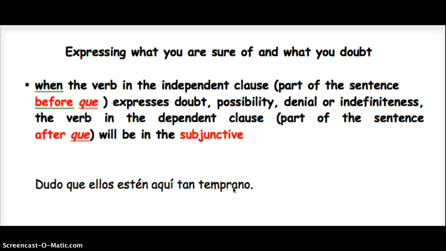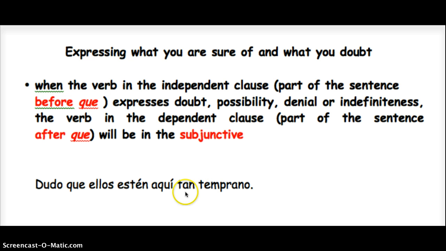So when the verb in the independent clause, that's the part of the sentence before the K, expresses doubt, possibility, denial, or indefiniteness, the verb in the dependent clause, the part after the K, will be in the subjunctive.